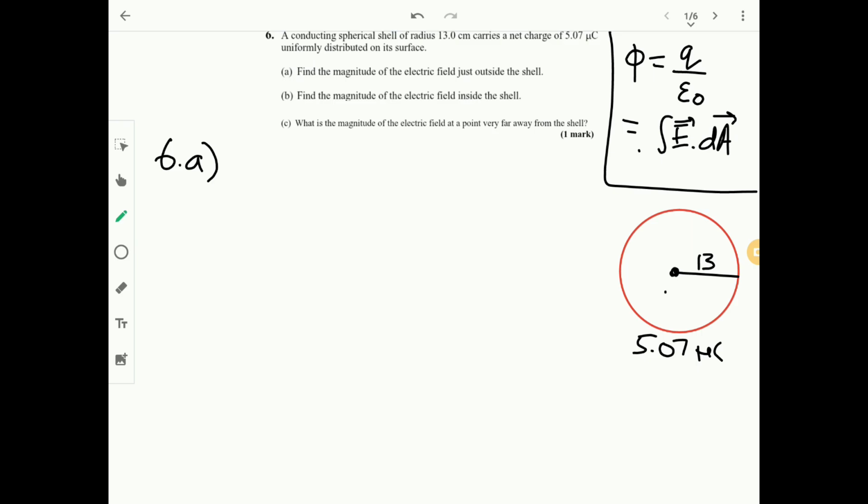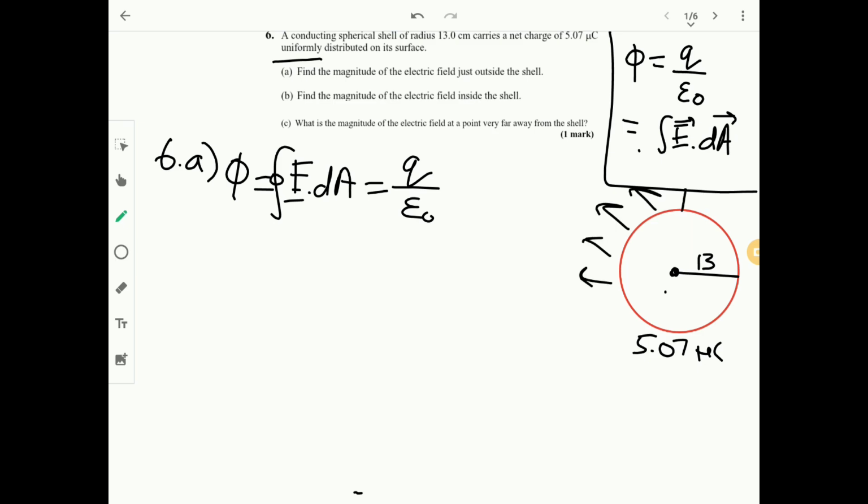Let's check together. First, they want it just outside the shell. As we all know, any conducting substance will have all the net charge on its surface. So when they're asking just outside the shell, we have a charge, so we have an electric field. Since phi equals the integral of E dot dA, which equals Q over epsilon 0, and the net charge is uniformly distributed, the field will be constant because everywhere is the same. So we can take the integration out.